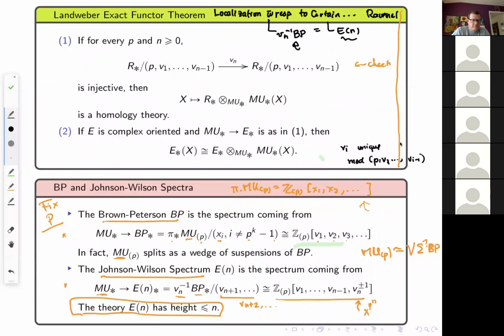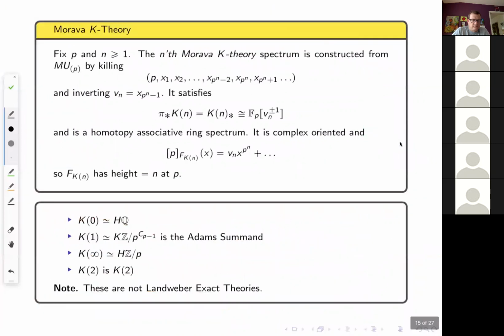Okay, so I'm going to move on. So now I'm going to talk about the Morava K-theories. They're not Landweber exact theories, okay? So I went to the bottom of my slides. They're not something that, the procedure that I described, you won't satisfy the condition that I was putting on the theories.